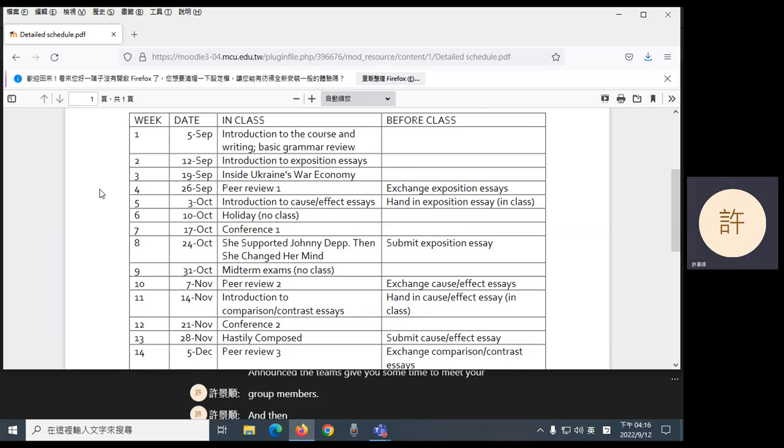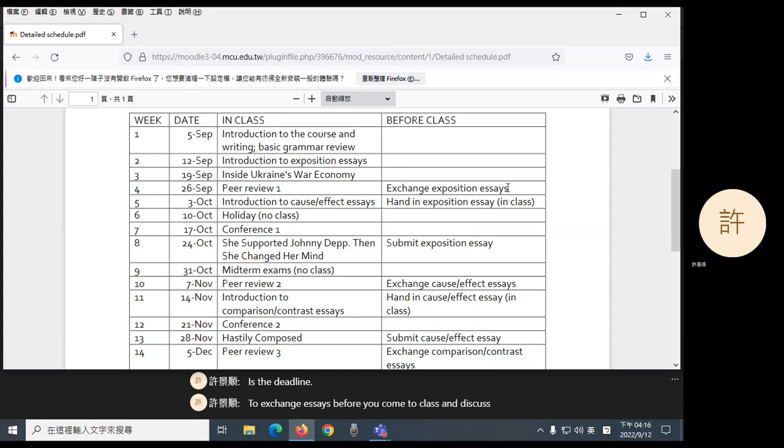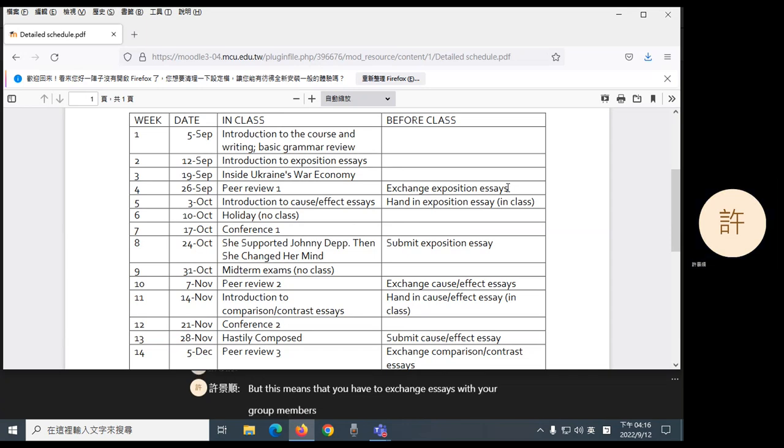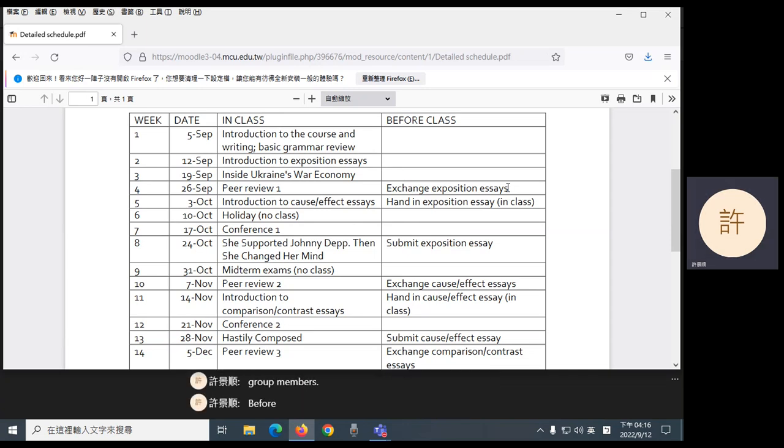And then you have to discuss with your group members when is the deadline to exchange essays before you come to class and discuss them. Because when you come to class on week four, you have already read your group members' essays. You have ideas for how to improve those essays, and you will share your ideas with your group members. I will explain next week how to do that. But this means that you have to exchange essays with your group members before class on week four.